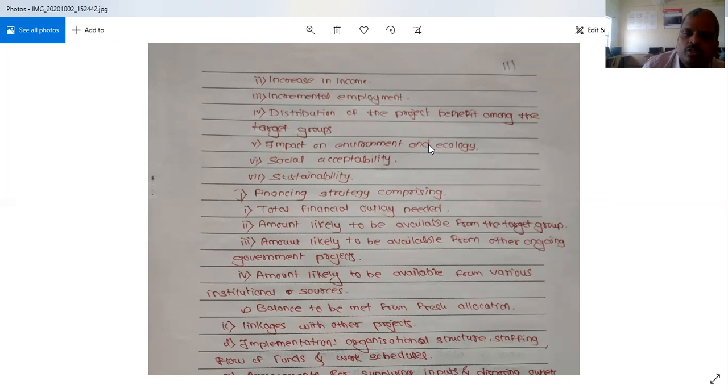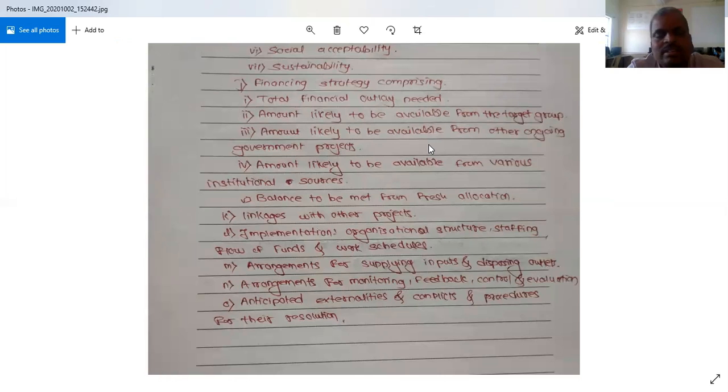Any time we go for implementation of any type of policies or projects, this point is very, very important because without finance, we can do nothing. In that, the total financial outlay needed. Second thing is the amount likely to be available from the target group. Third is the amount likely to be available from other ongoing government projects. Next is the amount likely to be available from various institutional resources.